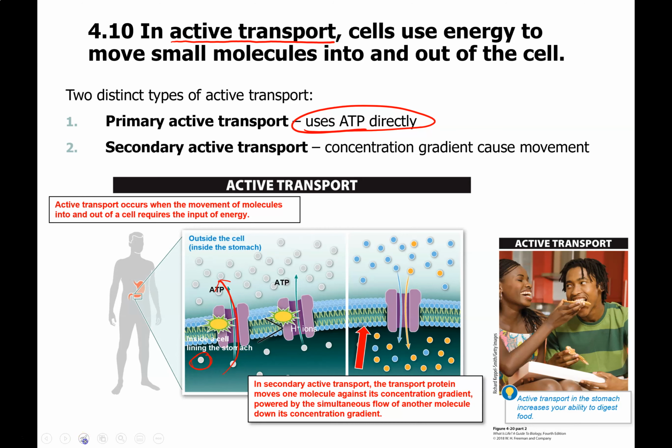Now, if this was diffusion, what would happen? If this was diffusion, these molecules up here in the area of high concentration would want to go in. But the cell doesn't want them in, it wants them out. And it needs to move them from low concentration to high concentration. So it requires energy. Now in our cell, the energy currency is ATP.